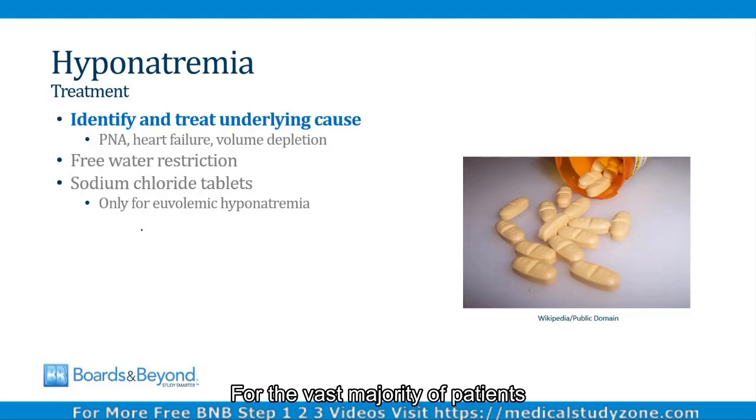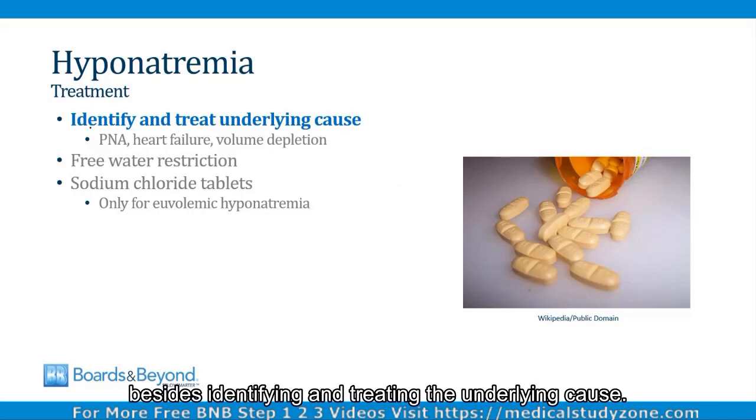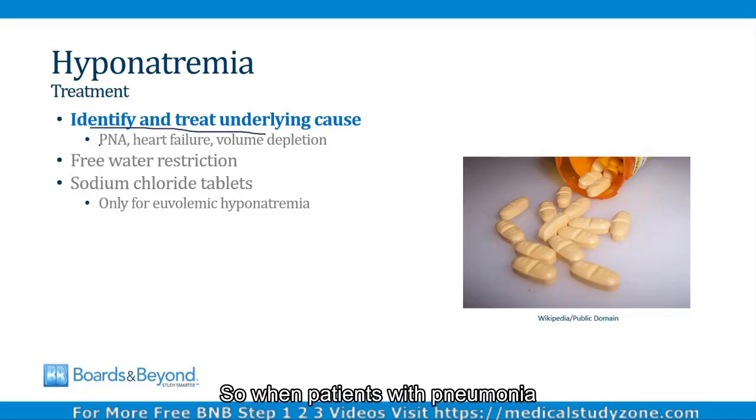For the vast majority of patients you will see with hyponatremia, you don't need to do any other treatment besides identifying and treating the underlying cause. So in patients with pneumonia, when the pneumonia gets better, their hyponatremia will get better. In heart failure patients, if you improve their heart failure status, then the hyponatremia will get better. Same thing in patients who are volume depleted. If you replace the volume they've lost, the hyponatremia often improves.